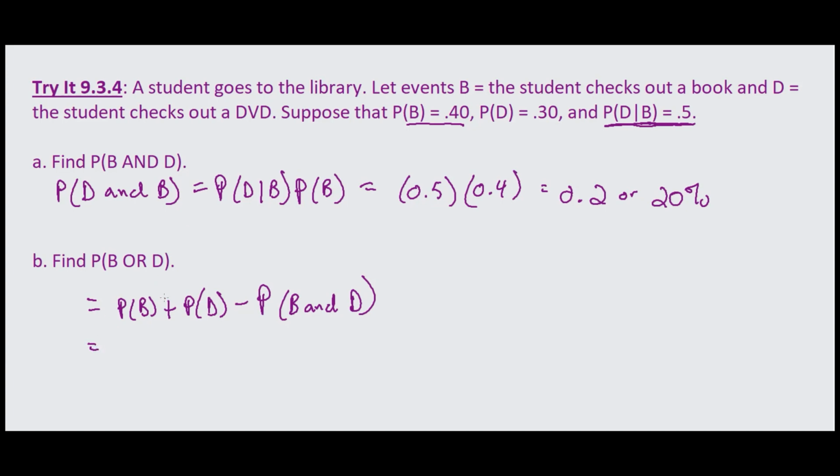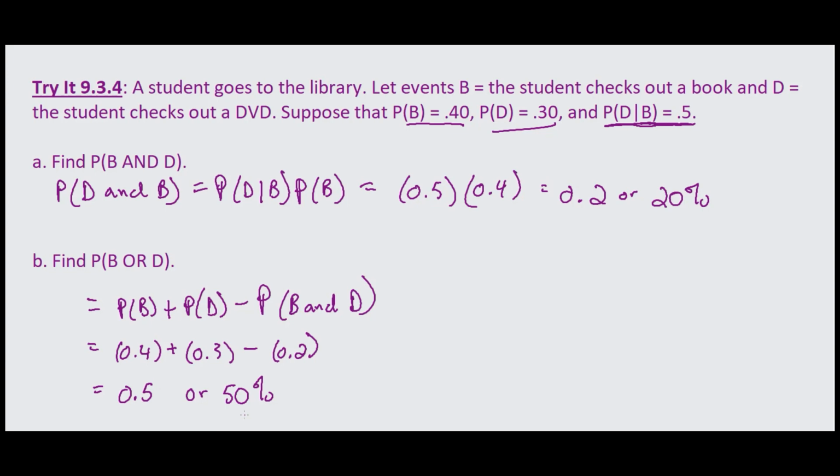So probability of checking out a book we know is 0.4. Probability of checking out a DVD we're given as 0.3. And then we just found the probability of checking out a book and checking out a DVD, which is 0.2 or 20%. So 0.4 plus 0.3 is 0.7, minus 0.2 equals 0.5 or 50%.